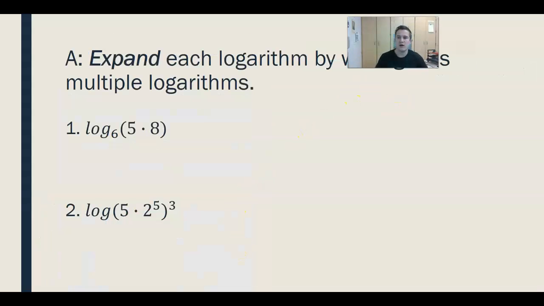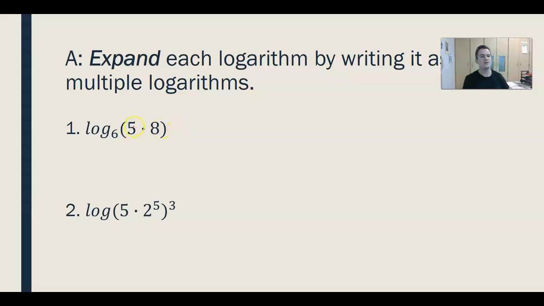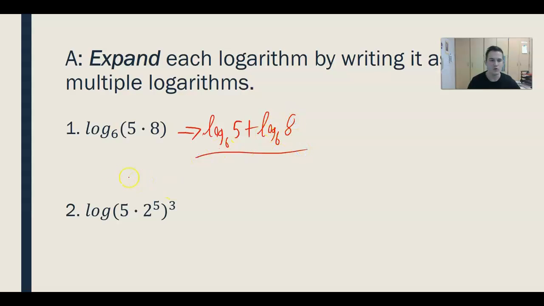We'll start with some relatively basic ones. So here I have log base 6 of 5 times 8. So this is what I'm taking the log of, 5 times 8. Well, the product rule says I can write that as log base 6 of 5 plus log base 6 of 8. And those two expressions are the same. And that's it. That's all you're doing right now. If I say expand this logarithm, I want you to expand it out as simplified as you can. So you have log of just one item or one number there.